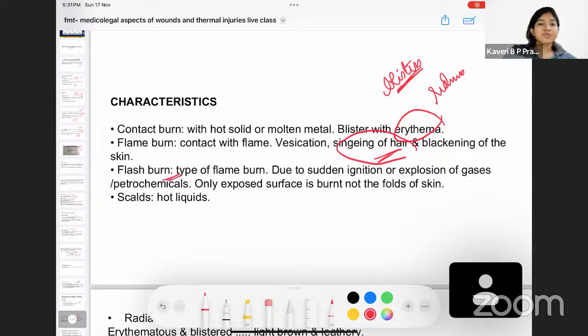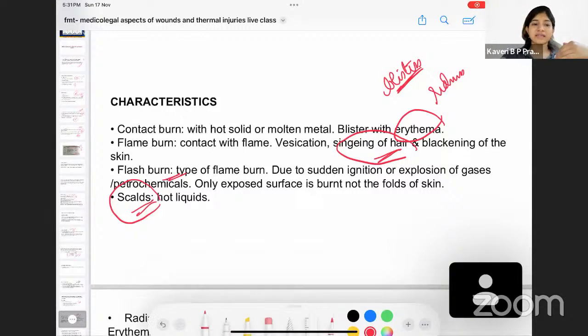Next, we have flash burn. Flash burn is also a type of flame burn. That is, you get burnt by the flame itself, but as the name says, it's flash. Flash means there is sudden ignition or explosion of the gases, because of which there is burn. Okay, and also we have scalds. Scalds means it is a type of burn, but here the burn occurs because of exposure to hot liquids. So whenever there is exposure to hot liquids, scalds are seen.